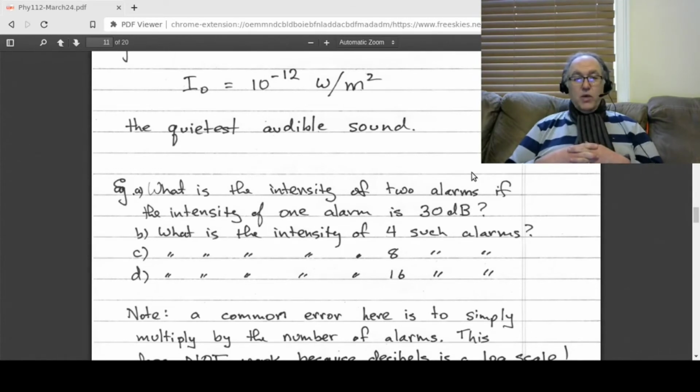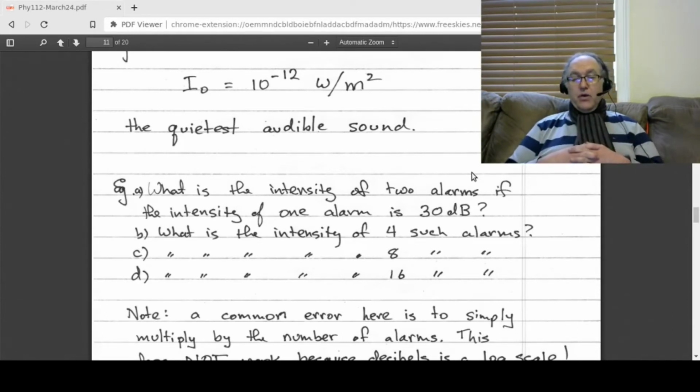So the question is, what is the intensity of 2 alarm bells if the intensity of just one is 30 decibels? Maybe another way to word that is, if the intensity of 1 alarm is 30 decibels, what's the intensity of 2 alarms? And part B is, what's the intensity of 4 alarms, and what's the intensity of 8 alarms, and then what's the intensity of 16 alarms.